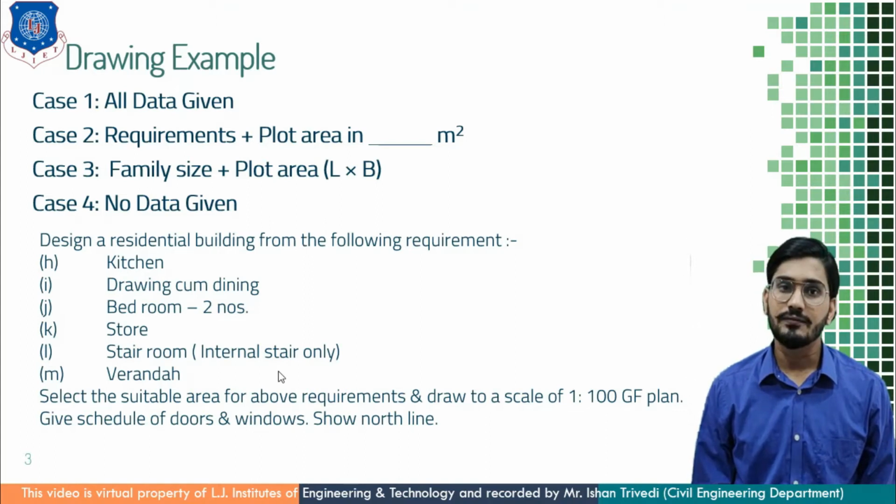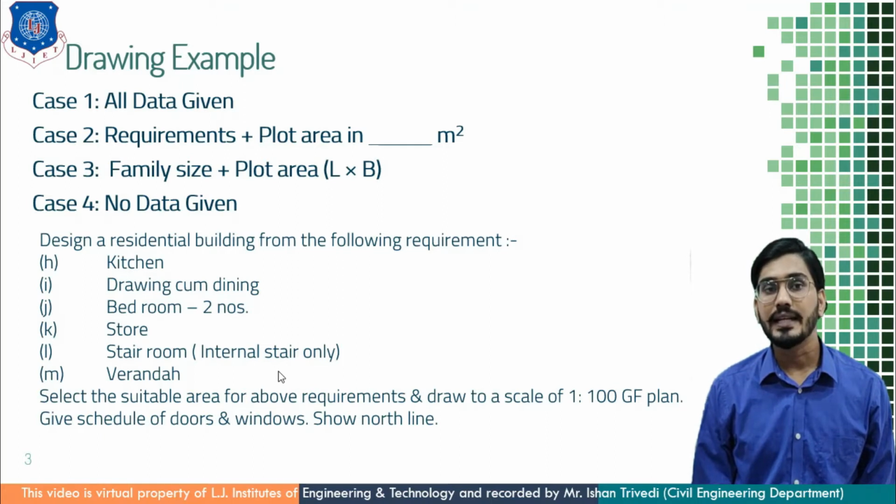So the fourth is when the data is not given and it is assumed by the student, and it is up to you what you want to draw, so it is one of the simplest examples. So you have to be prepared for cases where a number of data and requirements are given to you, then requirements and plot area, then family size and plot area in terms of length and width of a plot. Then if nothing is given, you have to design it accordingly.